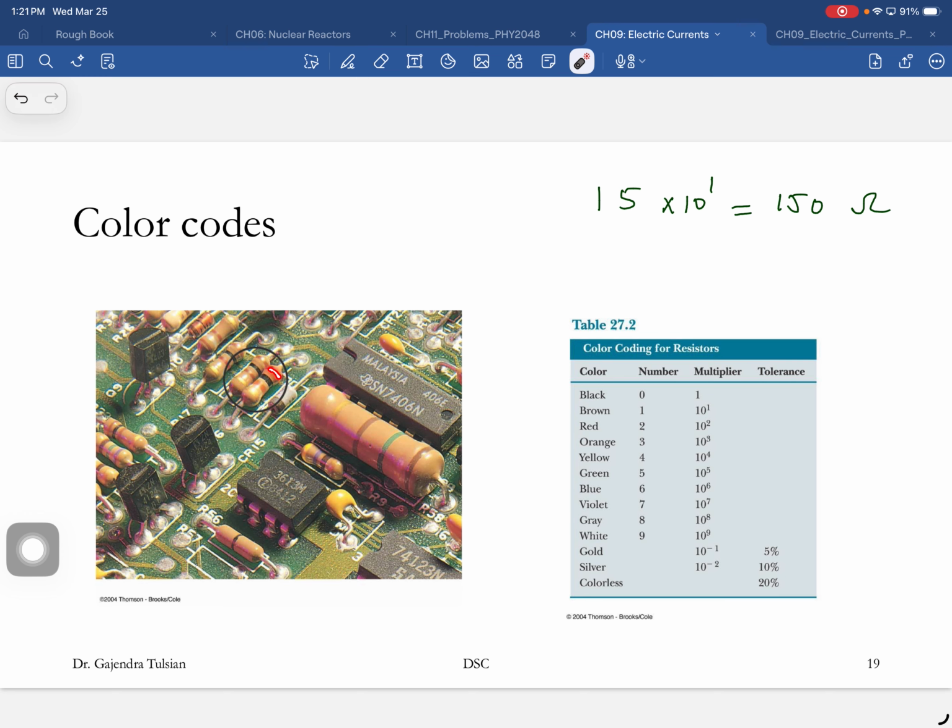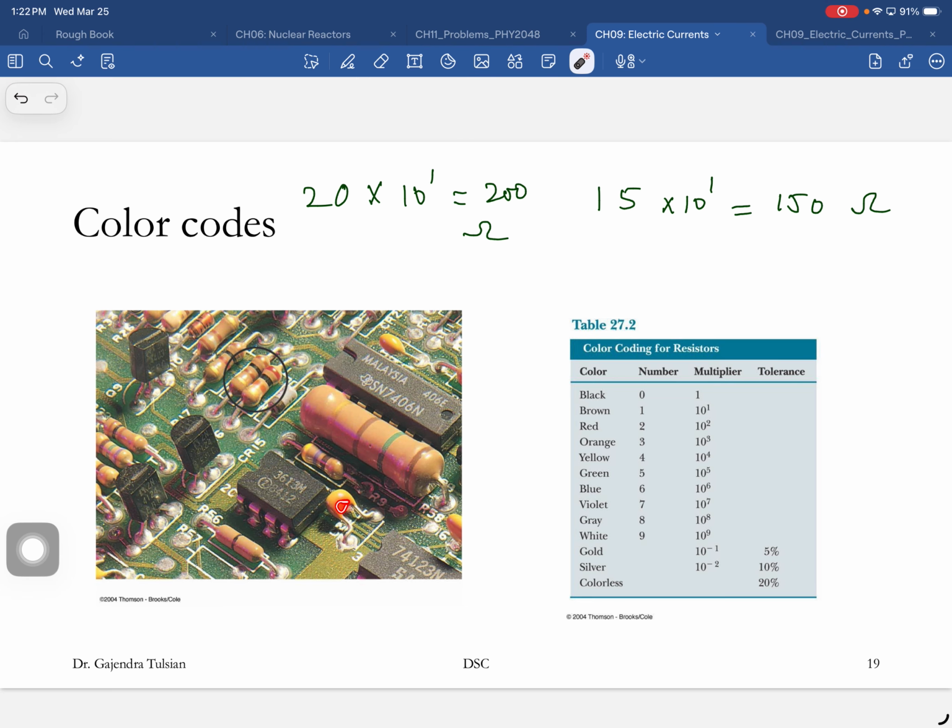So let's figure this one out. That's red. Red is 2. Black is 0. And then brown is 1. So that's 200 ohms. Okay, so this is 150 ohms, and that's 200 ohms.